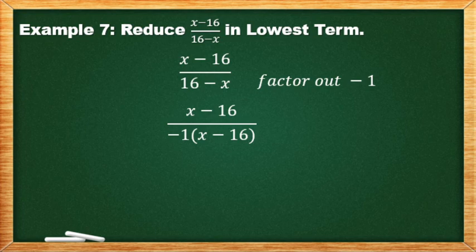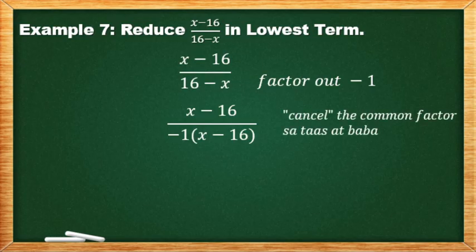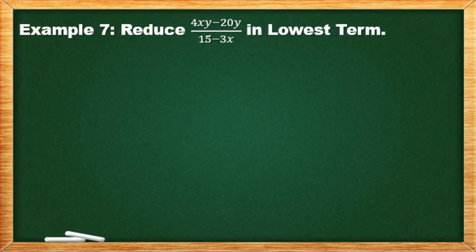So, magkaparehas sila ng factor, tama? Ang factor sa taas ay x minus 16 all over negative 1 times (x minus 16). So, makakancel natin yung x minus 16. Ayan. Wala natira sa taas, so that's why may 1. Sa baba, may negative 1. And 1 all over negative 1, or 1 divided by negative 1, is equal to negative 1. Final answer. Next.